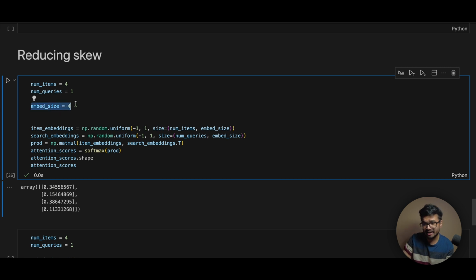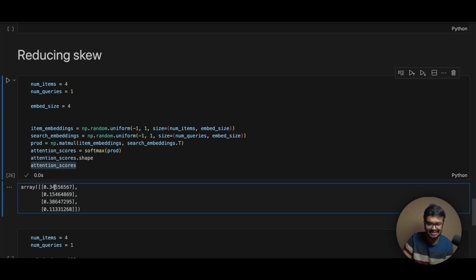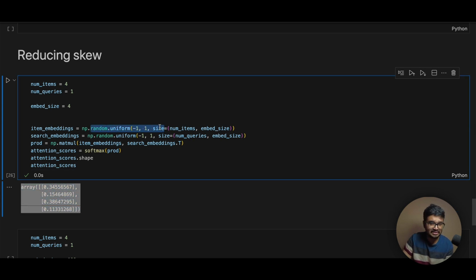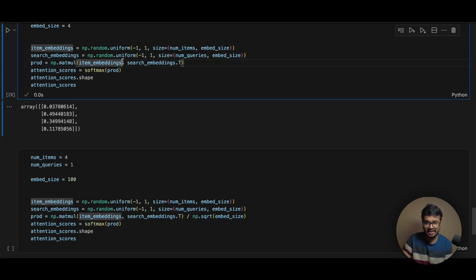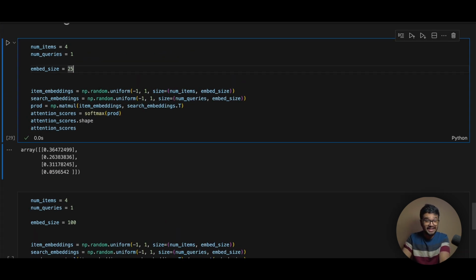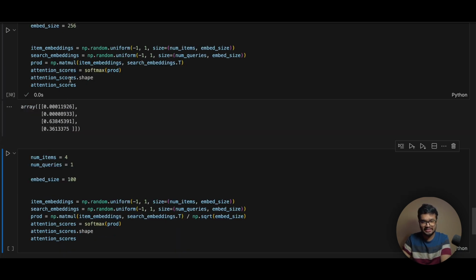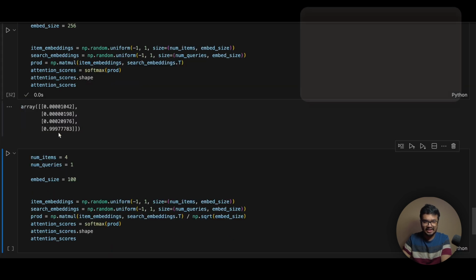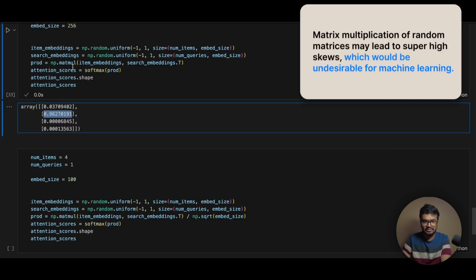For example, I'm taking an embedding size of just 4. I have 4 items and 1 query, and I'm trying to print out the attention scores. You can see that all of the numbers are pretty well balanced, because everything gets randomly initialized. If I run it a couple of times, you'll see that almost never do you see a very high skew. But if we had a very high embedding size, say 256, you'll suddenly see that there are going to be these sorts of skews. One value is going to be very high, like this.